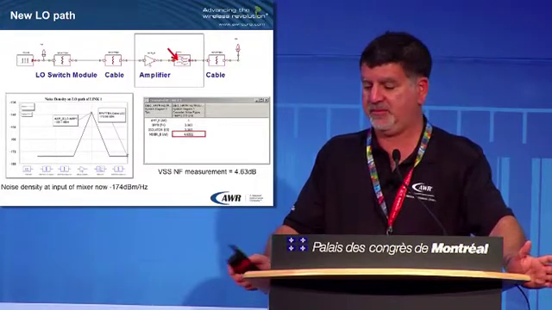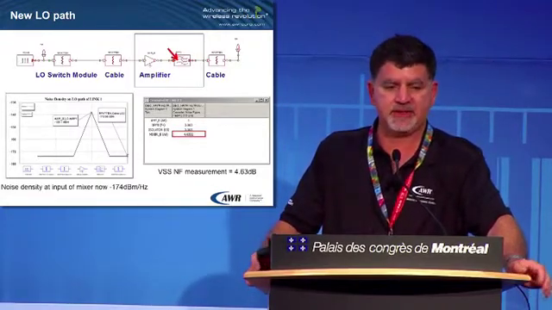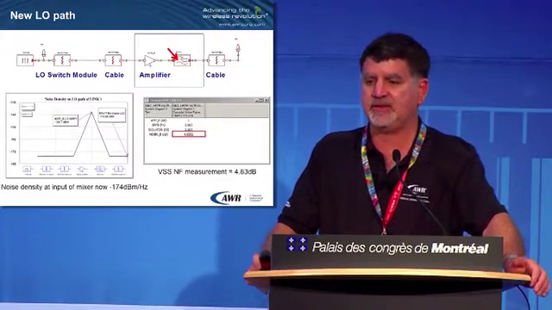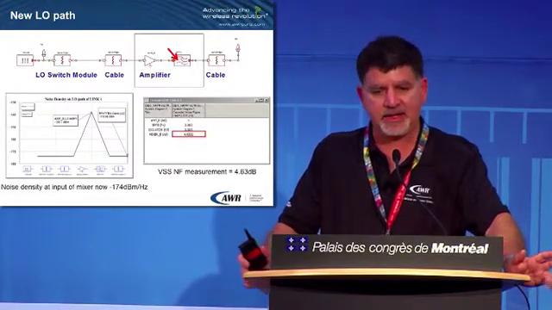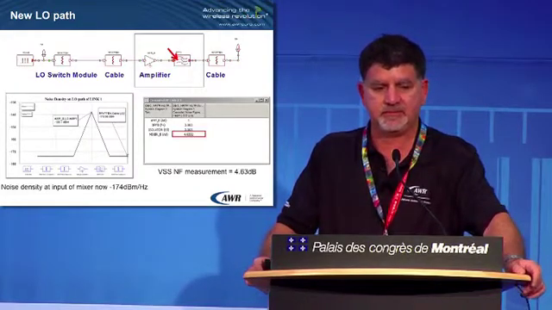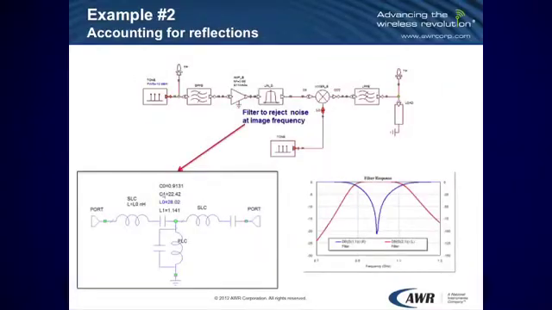So then what do we do? We place the filter. Et voila. We go down to minus 174 dBm per hertz, the power spectral density running into the LO of the mixer, and we get the expected measurement. A typical example, easy to understand. Let's look at another example.